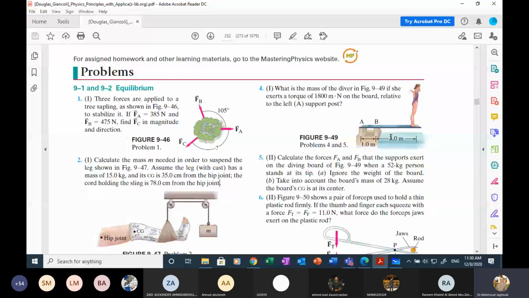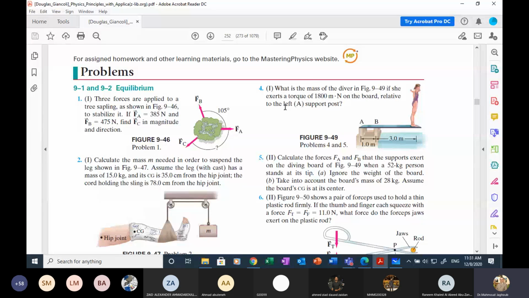As you can see on the screen, question number 4 says the following. What is the mass of the diver? Diver, يعني الغطاس. In the figure, if she exerts a torque of 1,800 Newton meter on the board, and he's given us the torque due to her weight. Her weight acts in this point downwards, and he says that the torque of her weight about point A.